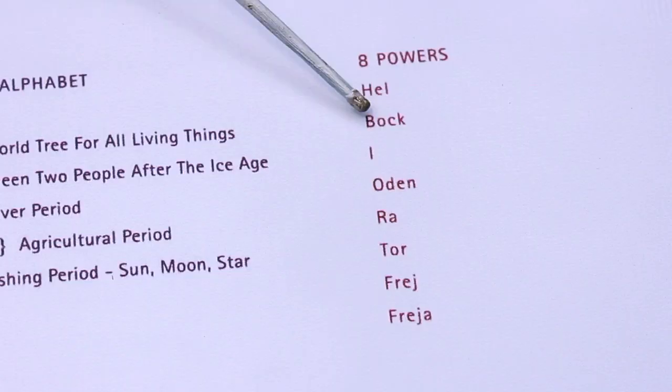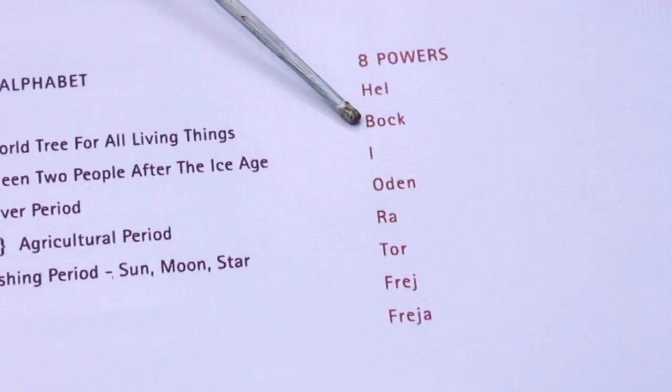The next sound is the sound Bock. And Bock is the family that this story comes from. This is called the Bock Saga. It's one story that was passed down in one family called the Bock family.